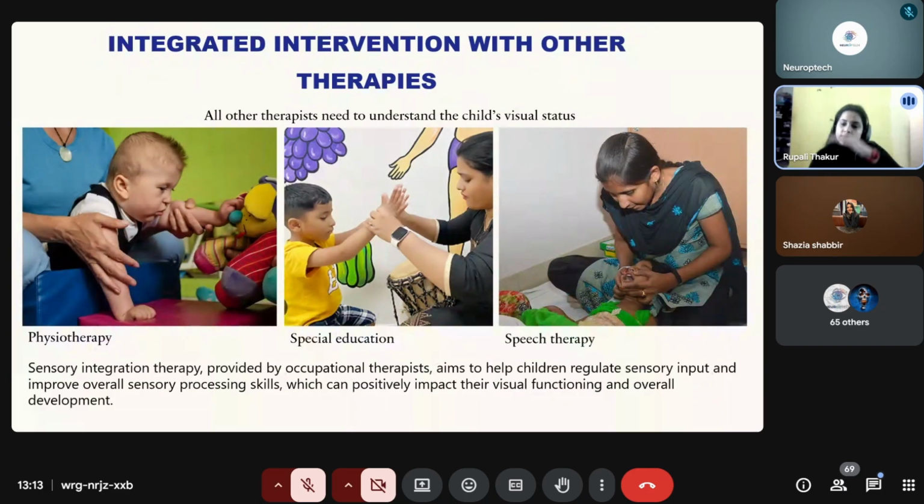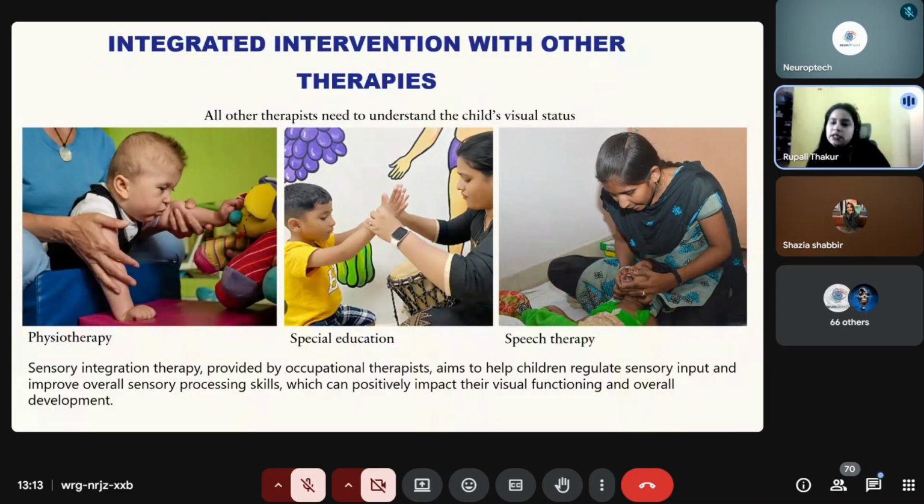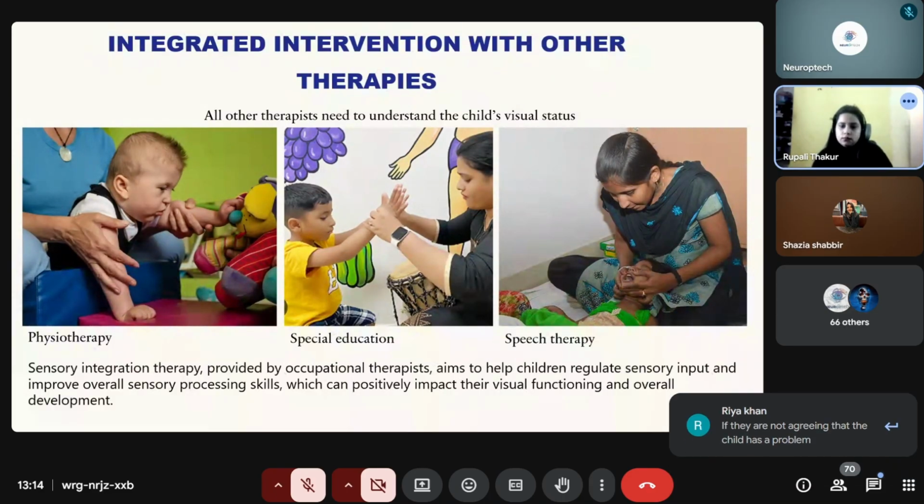Suppose you start treating them without any neuro intervention, for a child who is CVI. Some children may have photosensitive seizures also, which are induced by light only. Then you need to do the EEG also, and neuro intervention is a must in CVI. So that's how you can identify that a child may have CVI.